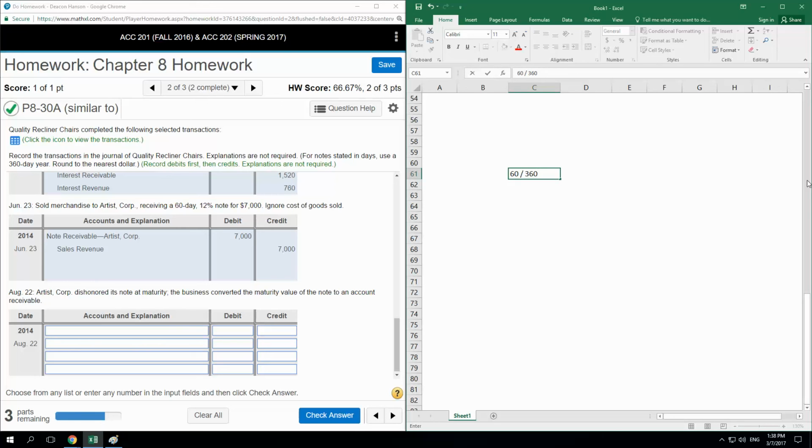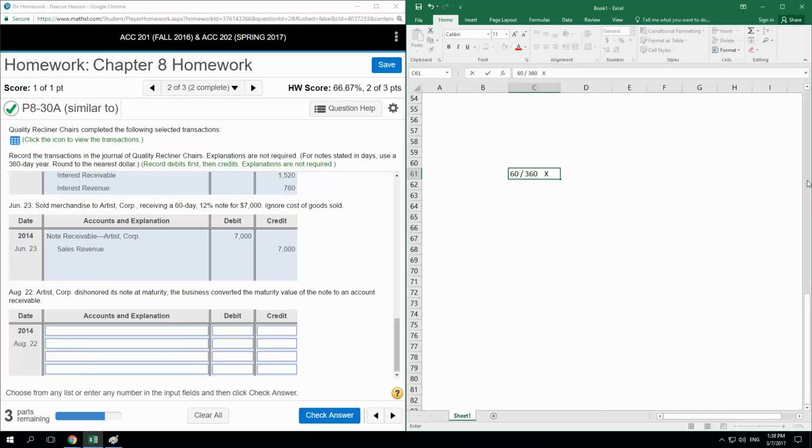For academia, we're going to use a 360-day year. So don't get thrown off by that. The year really has 365 or 366 days. But I'm going to take my 60-day note and divide it by a 360-day year. It keeps it nice and clean, nice and even, right? 1/6.